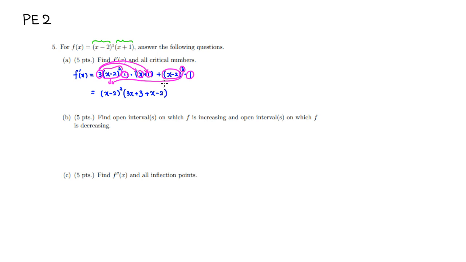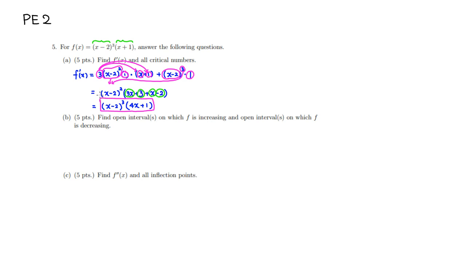Then we just have to clean up a little bit here. The first part is nice and clean, quantity x minus 2 cubed. Then we just have to collect the like terms. You see that there's 3x here, and combine that with x, so you're going to get 4x. And then I'm going to combine 3 and the negative 2, and that's going to give you positive 1. So that's the first derivative, simplified as much as possible.